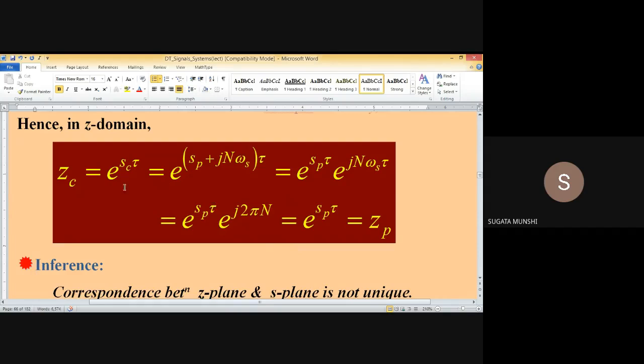Because these observations that ZC and ZP, they are same, this is valid for every point in the left half of every complementary strip.